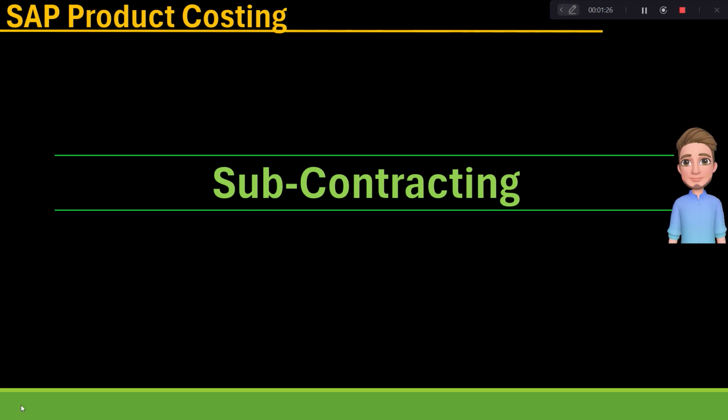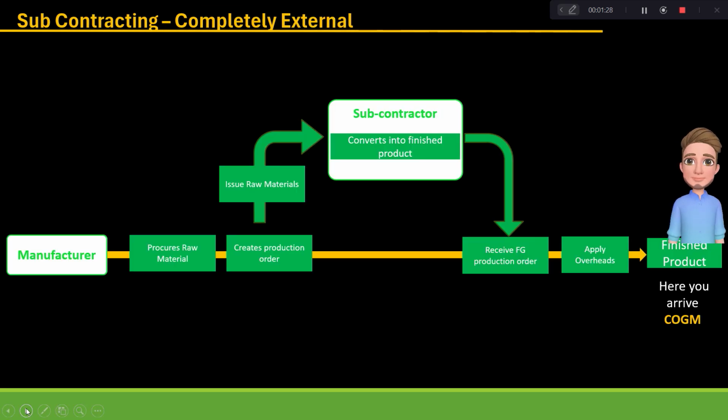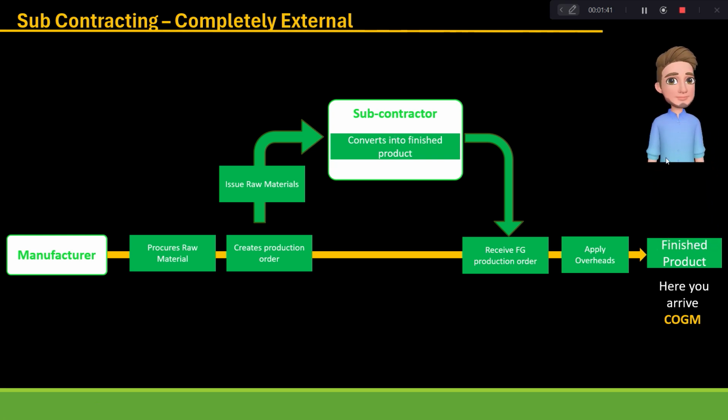Okay. So let us now look into scenario 1. In scenario 1 we are saying that we buy the raw materials, we create a production order, and we will issue the raw materials to the subcontractor, who will convert the entire raw materials, apply the necessary conversion activities, and give us back the finished good. So this is one way, and you receive the finished good against the production order.